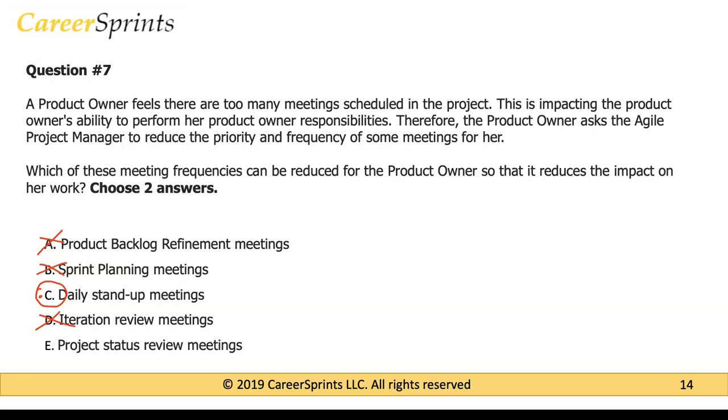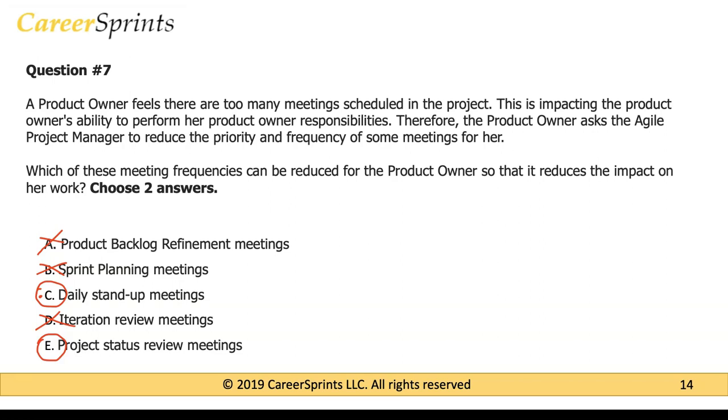Plus, you may be using big visible charts which automatically give anyone at a glance status updates about what's happening in the project. So if a meeting like this is required in the project, then product owners may want to attend this, and it may be necessary for them to attend it. But like I said, it is not as compulsory as being in the product backlog refinement meeting, the sprint planning meeting, and the iteration review meeting. So this is also going to be the correct answer.